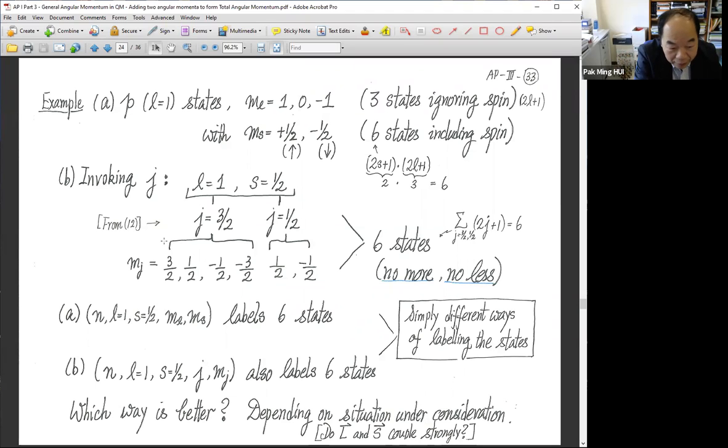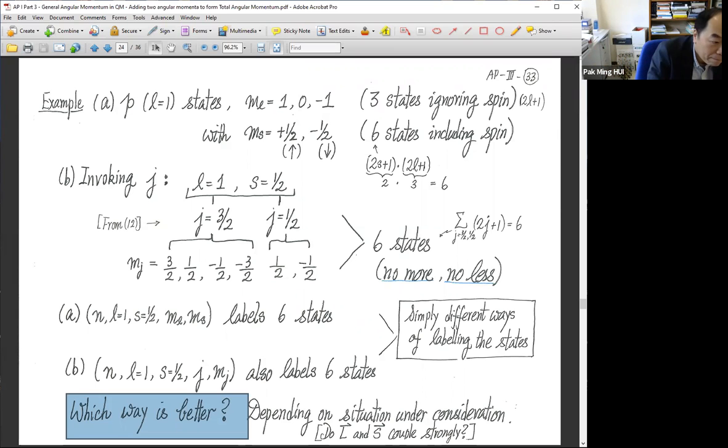Then you may wonder, why bother, right? Is one way better? Is one more advantageous than the other? Okay, let's be scientific, physics students. There is no general answer. The good answer is you have to tell me more about the situation that we are considering. So it depends on the situation.